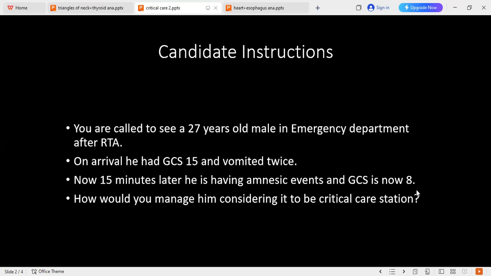Who should you involve in the management of this patient with head trauma? I will involve the ITU registrar, also general surgery, neurosurgery and anesthesia, and even the OR room nurse. Okay. Good. Thank you.